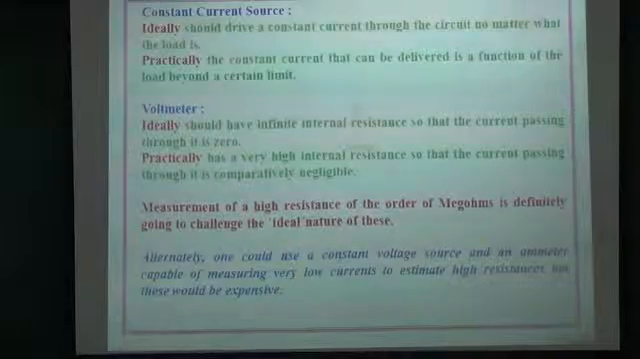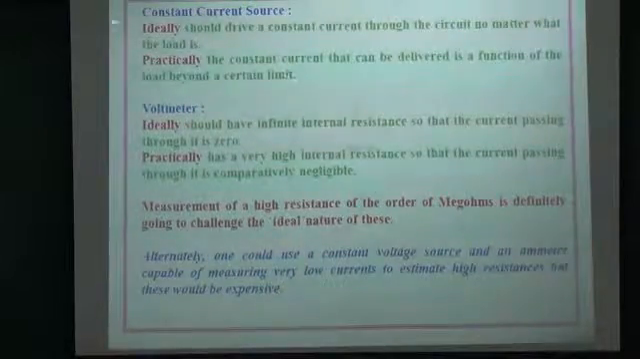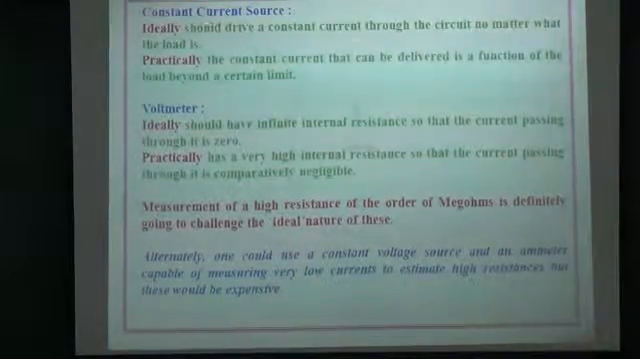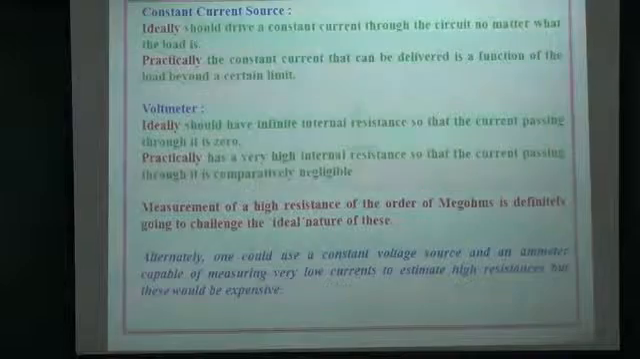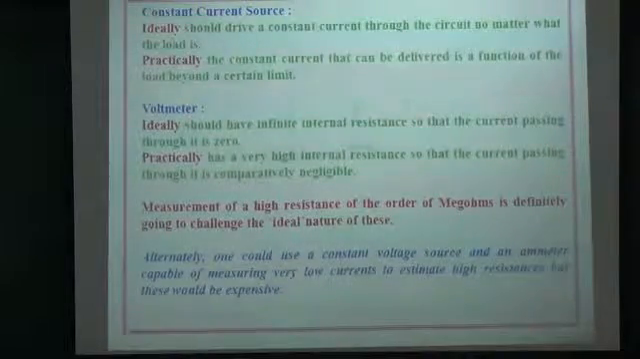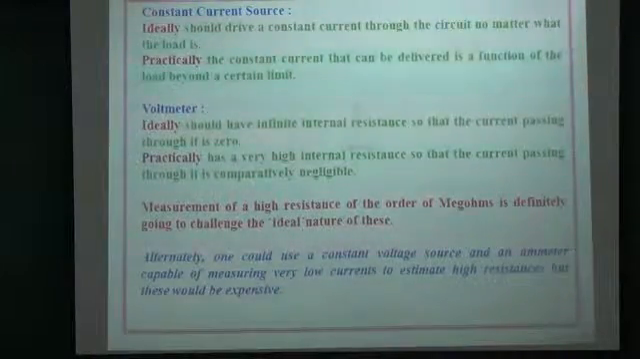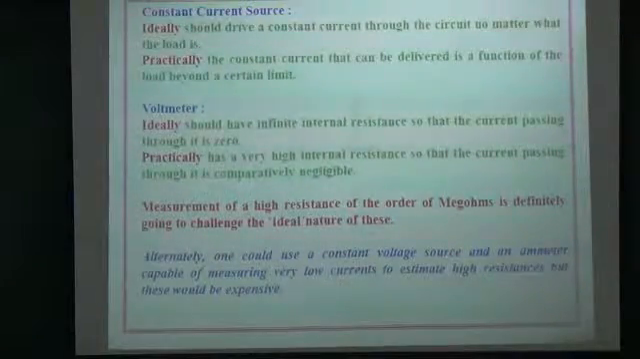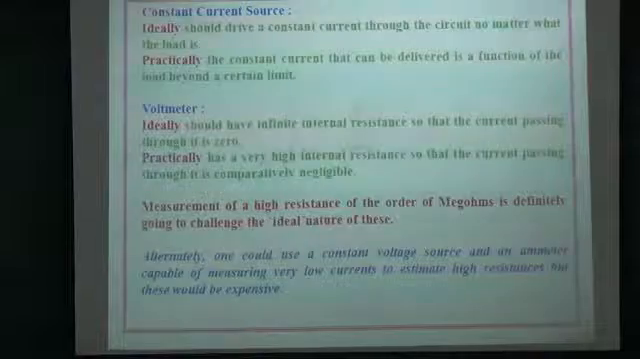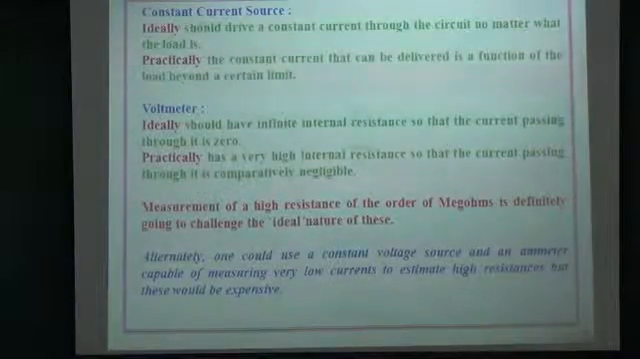Now the question is, what is meant by an ideal current source? An ideal current source should drive a constant current through the circuit no matter what the load is. We discussed this in the first lecture. But practically, the constant current that can be delivered is a function of load beyond a certain limit. We saw a graph where it is a straight line and then it comes down. That is a practical constant current source.